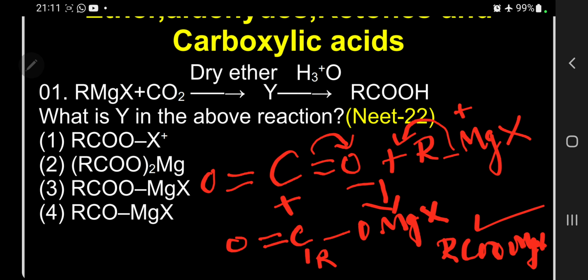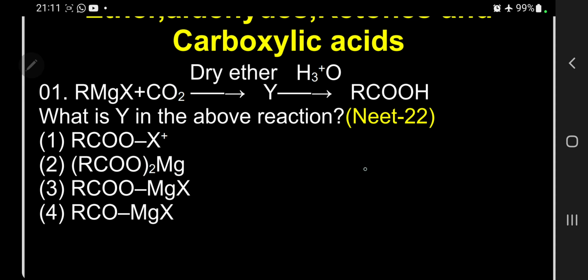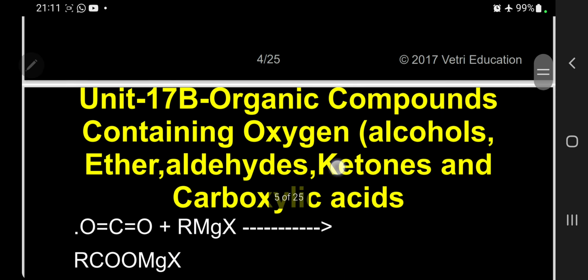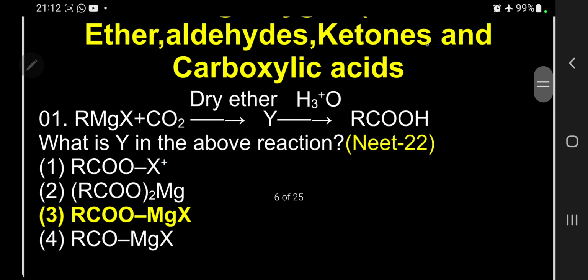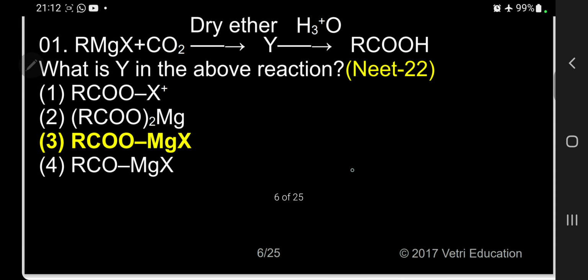Just see where it is. The 3 is the correct answer. I hope you have a clear idea. Let us verify from the options given now. Just see, 3 is the correct answer. I hope so, I will go for the next question.